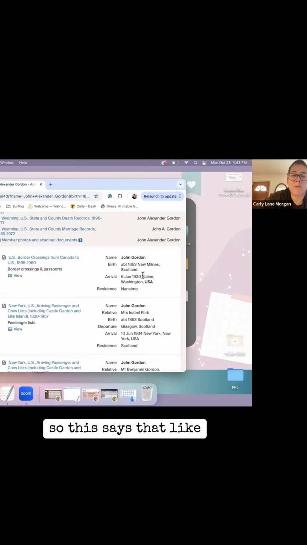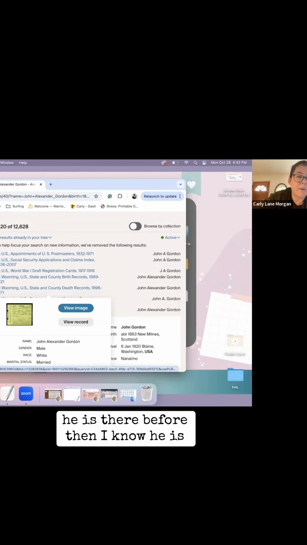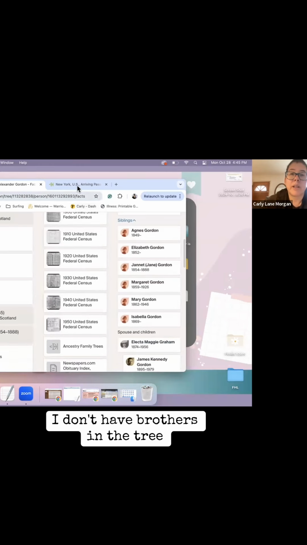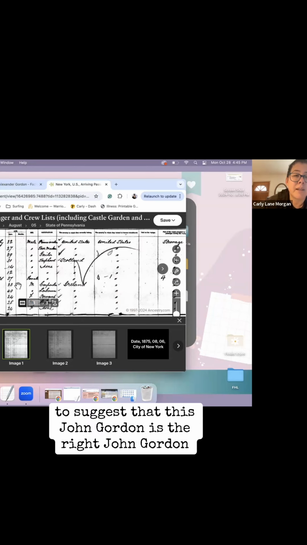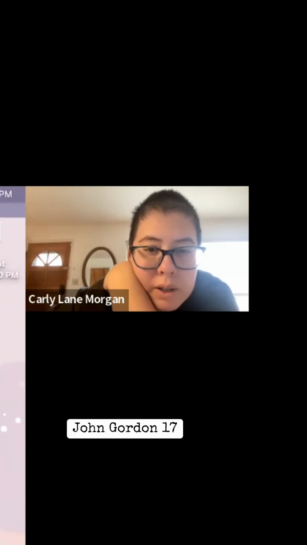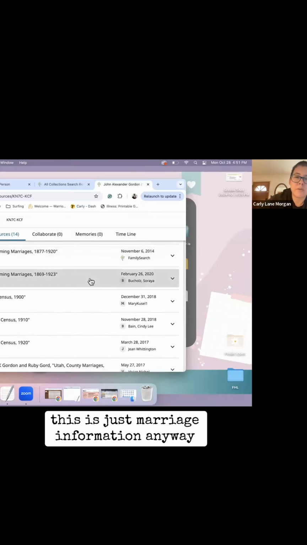This says these people are coming over in 1920, 1934. He is there before then. I know he is. I don't have brothers in the tree, I just have a lot of sisters. So we don't have any other names to suggest that this John Gordon is the right John Gordon. Oh, there he is. John Gordon, 17. No other names around him. I don't think that's him. Yeah, this is just marriage information.